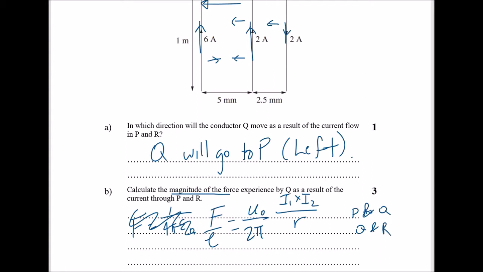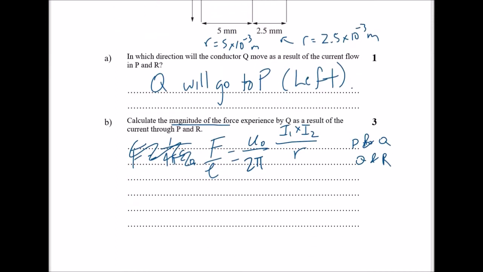Okay, so let's look at what was given to us. We're given that L is 1 meter. We're given that r, the distance, is 5 millimeters, or 5 times 10 to the minus 3 meters, and then 2.5 times 10 to the minus 3 meters there. So I'll do the two numbers separately, and we'll see what we get.